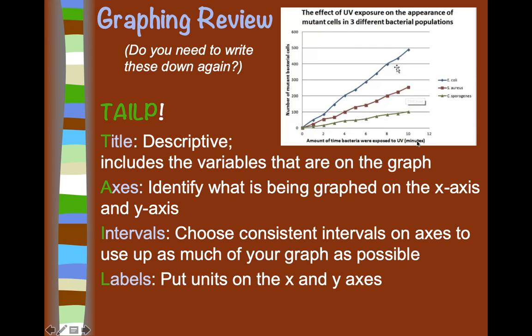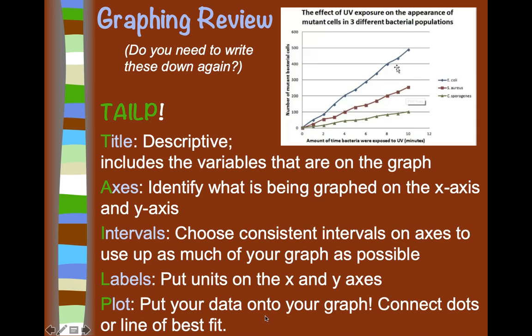Labels, that's this part in parentheses. The axes is where you identify what you're graphing, amount of time. But then you need to say what units. How did you measure that time? Minutes. And then this one is just number of cells, so there's no label that needs to go with that. But if it was speed on this y-axis, you would put however speed was measured. So you put the units with your axes. Don't forget that.